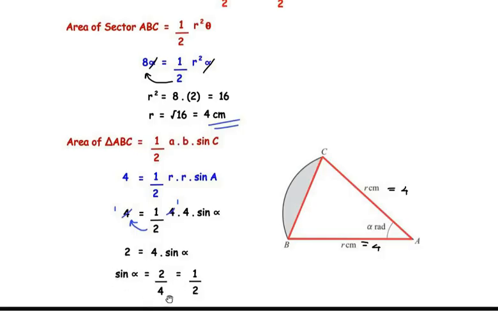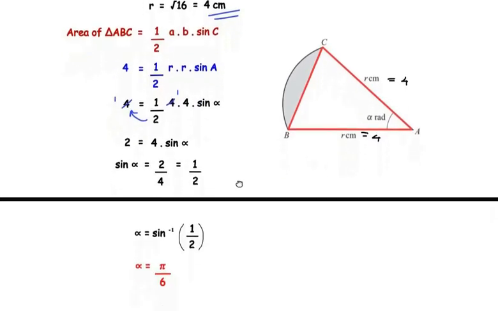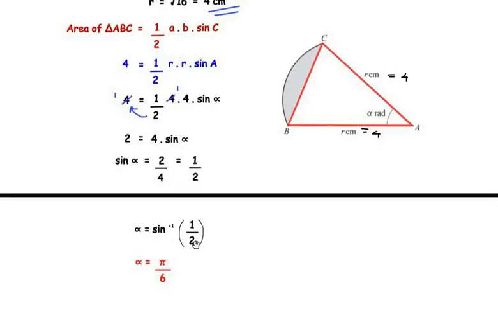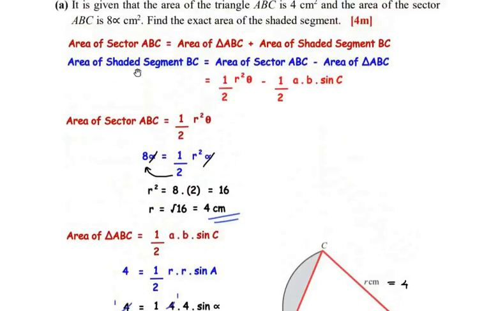Now let us take this sine on the other side of the equal to sign. So we get alpha is equal to sine inverse of 1 over 2, or in radians we get the value of the central angle alpha as pi over 6. Now once we have got the value of alpha and the radius, let us try to find out the value of the area of the shaded segment BC.